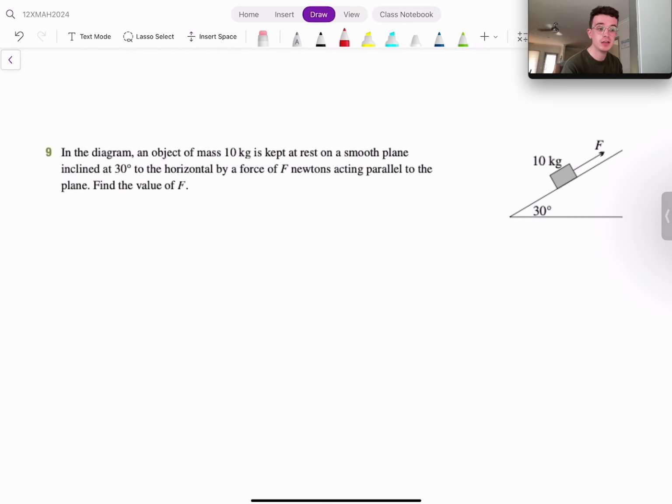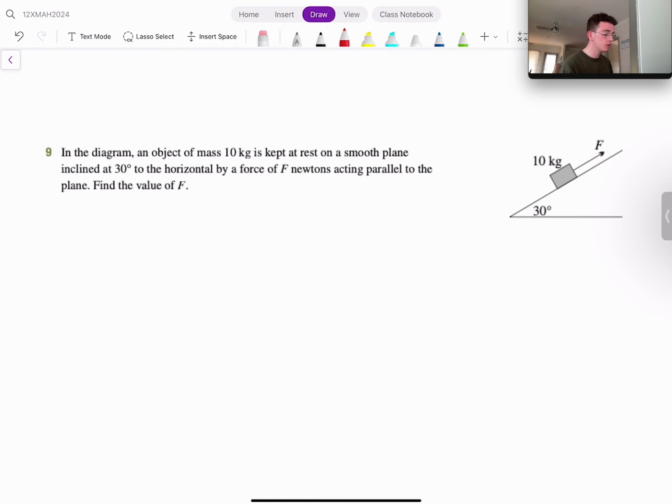Alright, a classic physics question here from Year 11 Physics. So we've got in the diagram an object of mass 10 kilos kept at rest on a smooth plane inclined at 30 degrees to the horizontal by a force of F newtons acting parallel to the plane. Find the value of F.